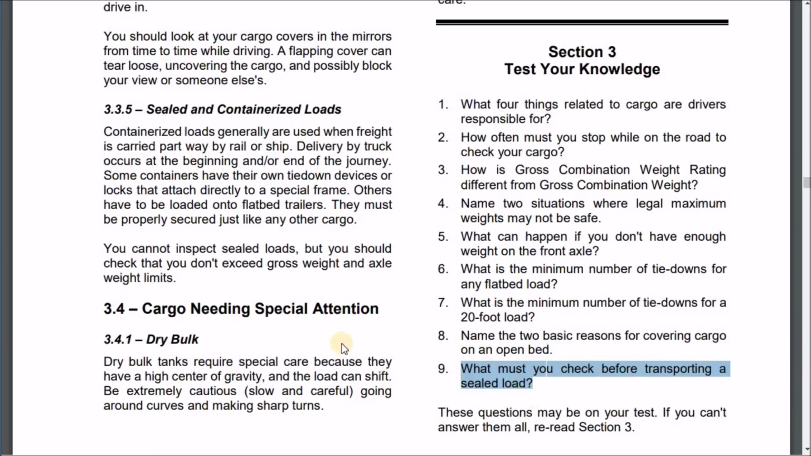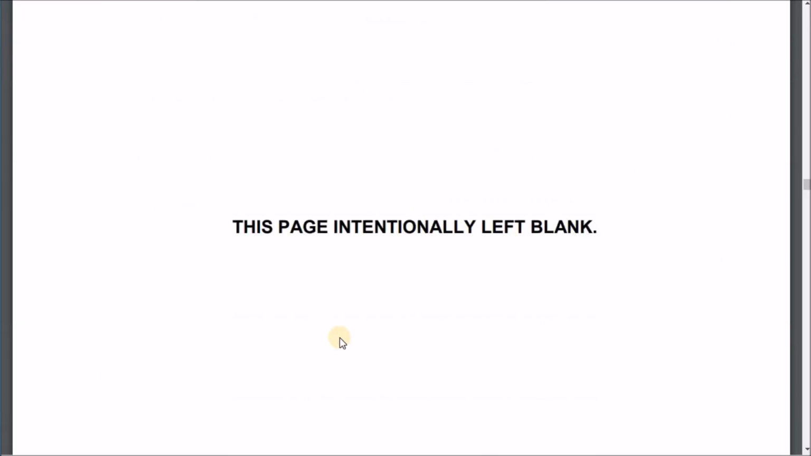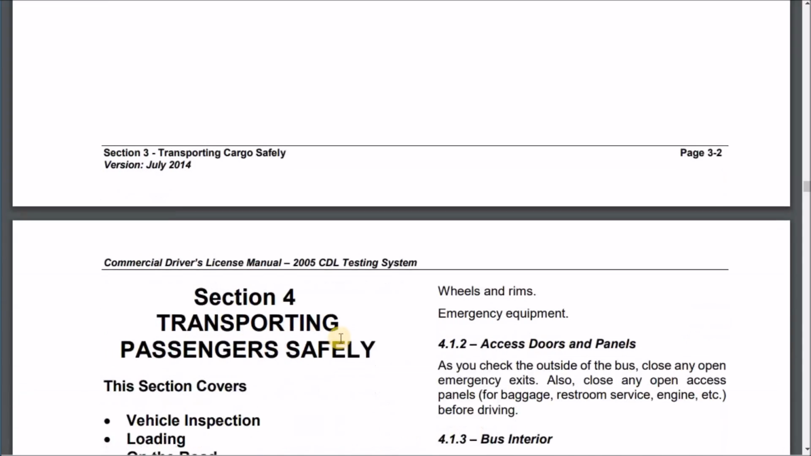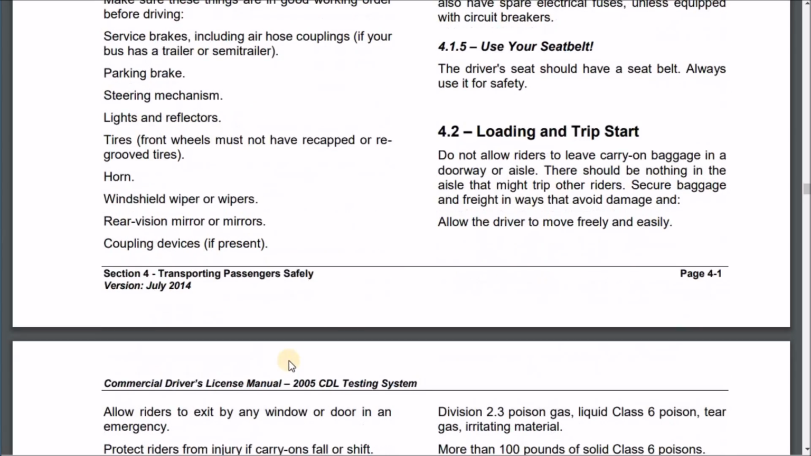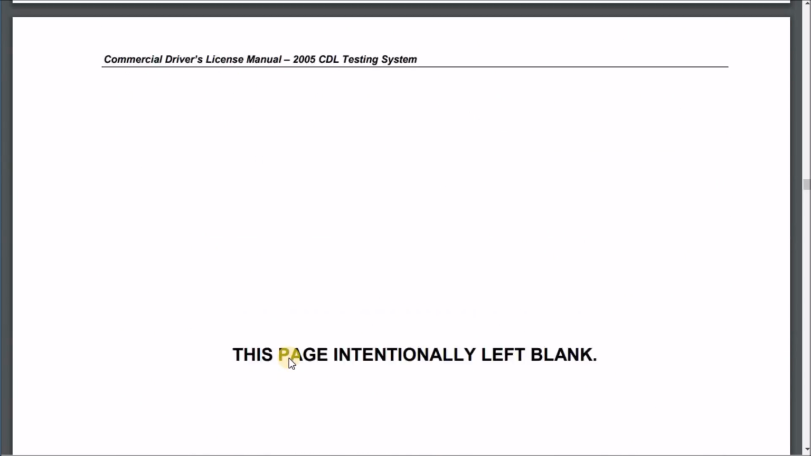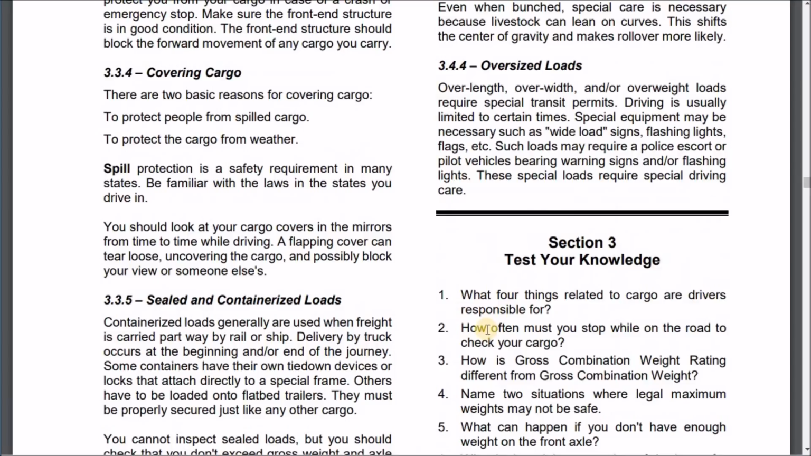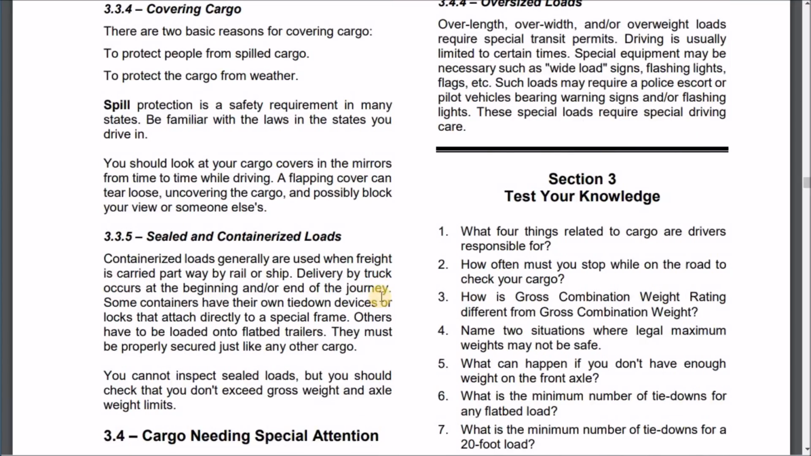So these are the questions. You can expect these questions to be on your exam, at least 1 or 2, or several more, depending. But I would know the questions and know the answers. The questions are right in your manual, so you should be able to find them.